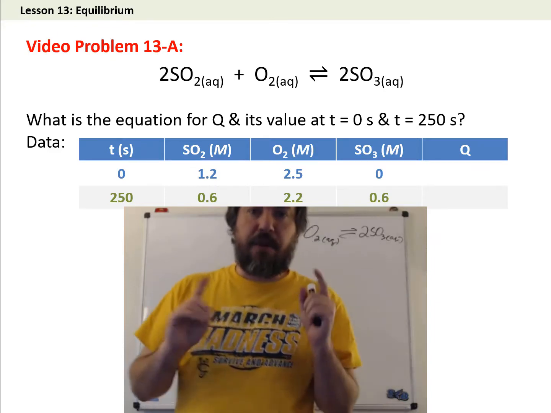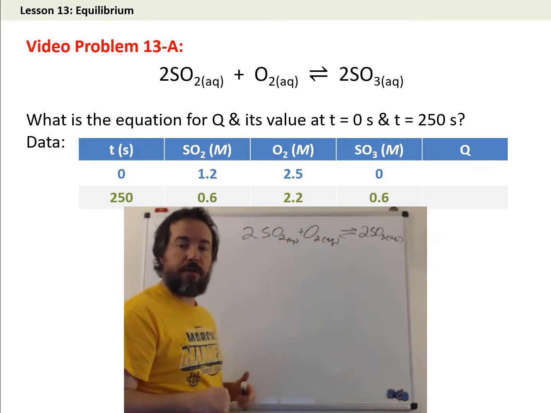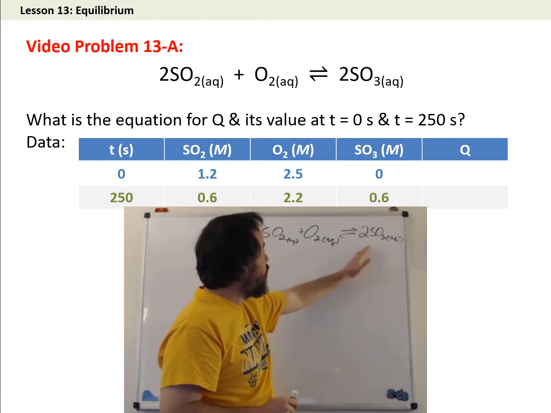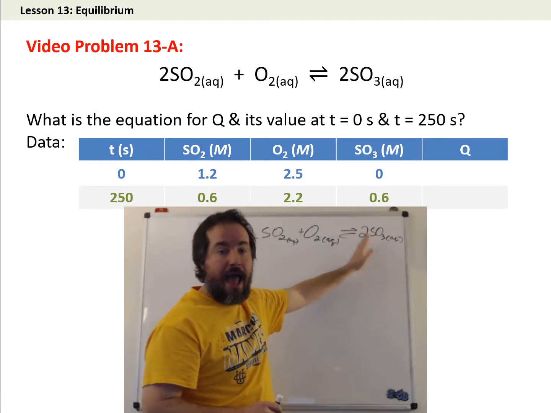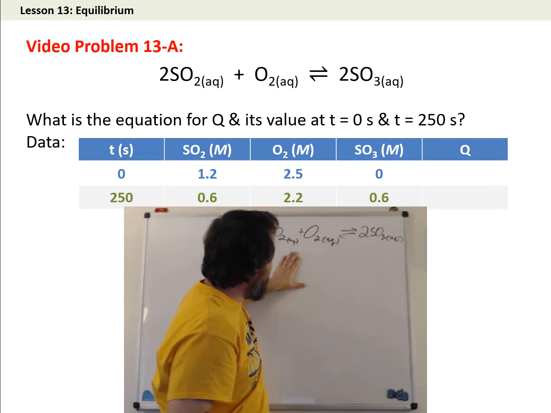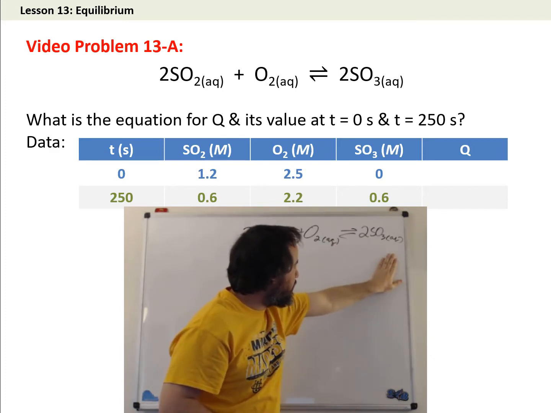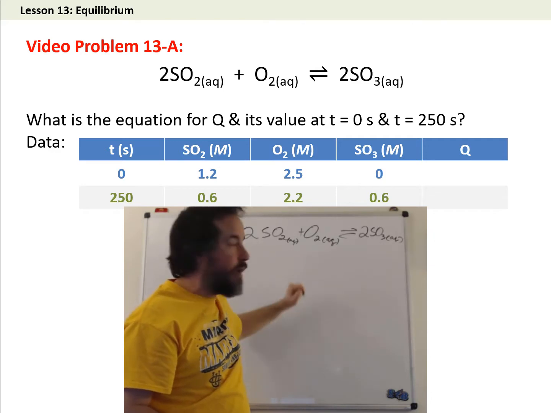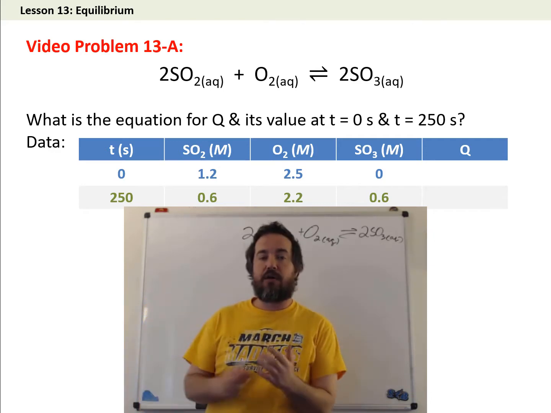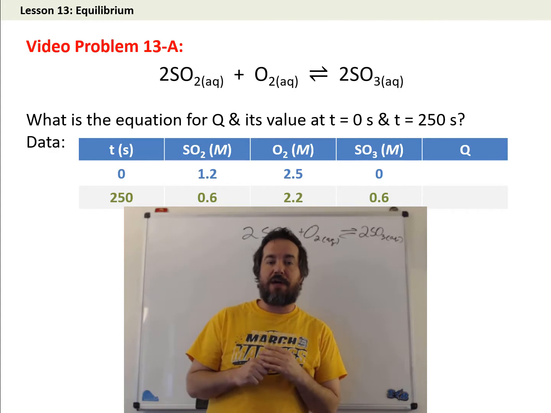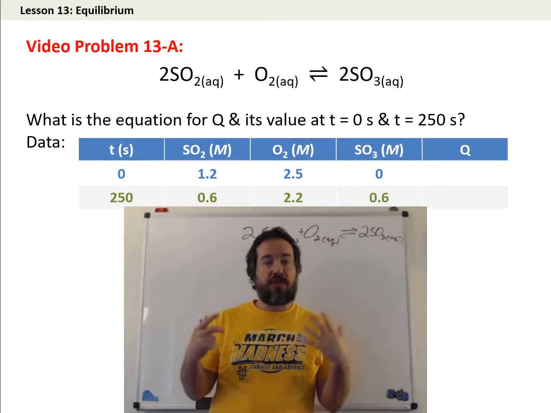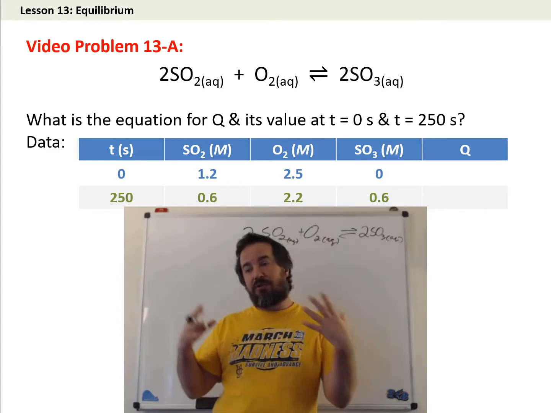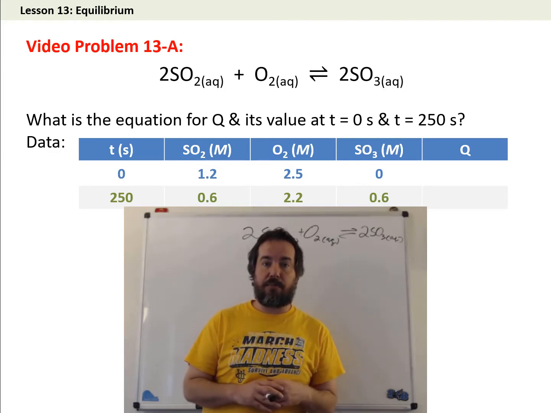All right, lesson number 13 is all about equilibrium. Equilibrium is when we have a reversible reaction, and at a certain point, the reaction going in a forward direction is equal to the reverse reaction, and that's equilibrium. In order to understand equilibrium, we talk about things called Q, which is the reaction quotient, and also K, which is the equilibrium constant.